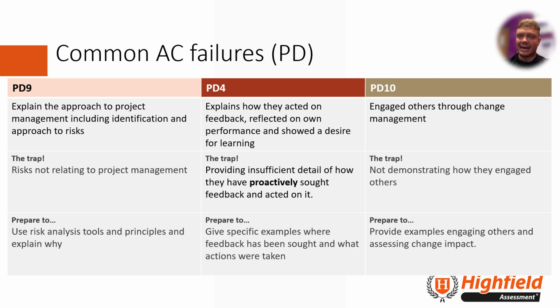PD4 explains how they act on feedback, reflect on performance, and have showed desire for learning. The trap on this one is providing insufficient detail of how they have proactively sought feedback and acted upon it. Prepare by giving specific examples where feedback has been sought and what actions were taken. PD10, engaged others with change management. The trap with this one, not demonstrating how they have engaged with others. Prepare by providing examples of engaging others and assessing change impact.